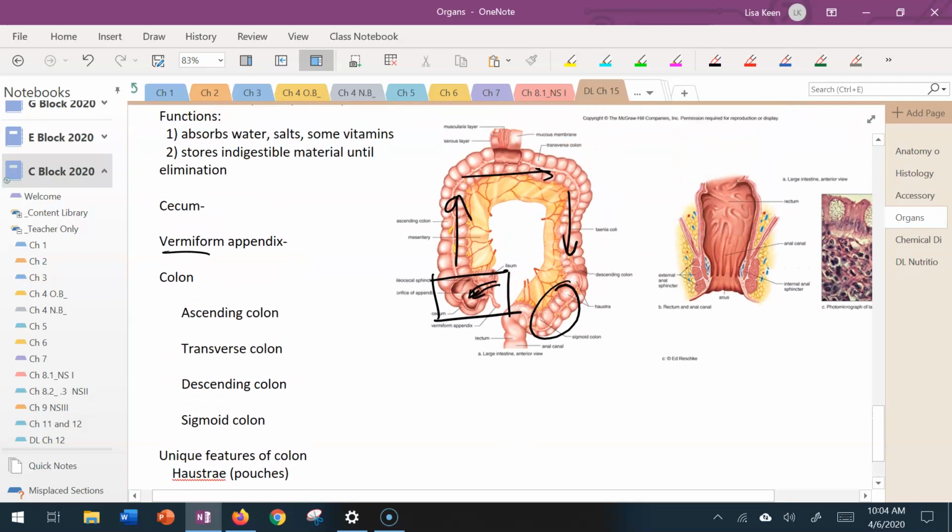Feces is about 75% water and 25% solids. In that solid portion of fecal material is bacteria. And so the process of releasing that is then defecation. Okay, that's it.